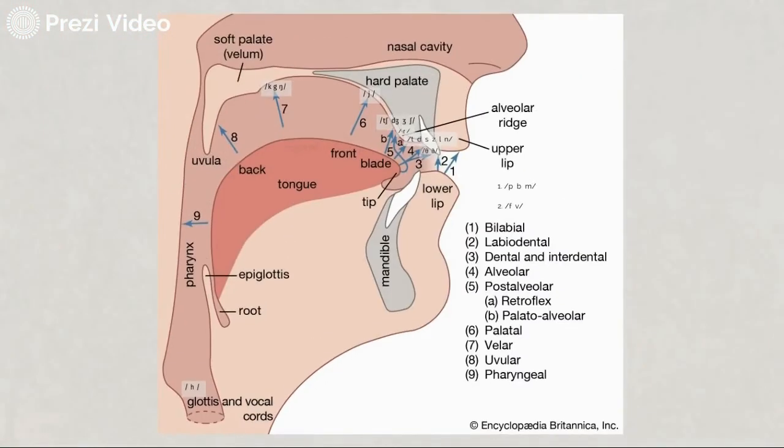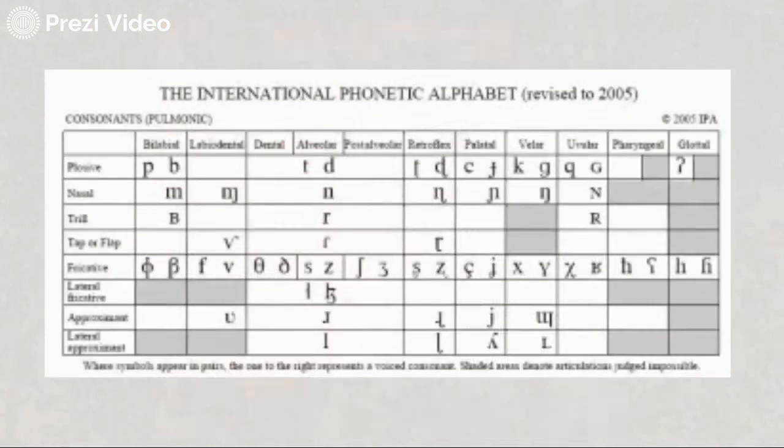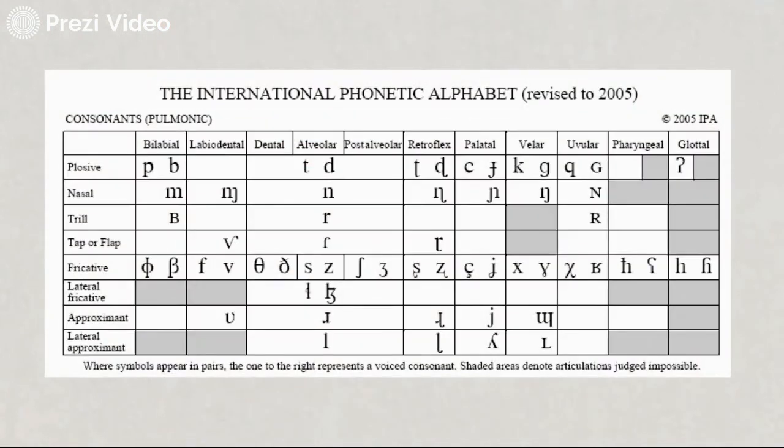We can find the consonant phonemes of English in the International Phonetic Alphabet. And according to their place of articulation, they're located here in the upper row. So bilabial, dental, alveolar, postalveolar, palatal, velar, etc.